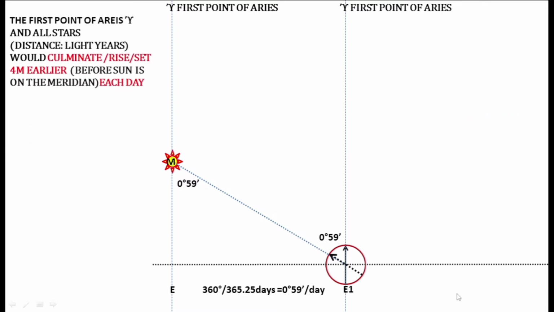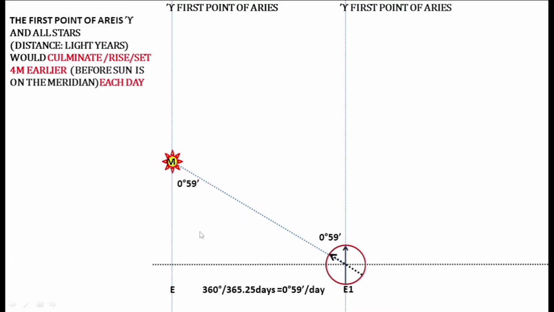Now, this is going to be a progressive thing. Every time, the first point of Aries is going to come 4 minutes earlier than when the Sun comes on my meridian, because the next day again it would have gone another 59 minutes. Aries would be on my meridian, but Earth would have to go for the mean Sun to come onto the meridian another 4 minutes.